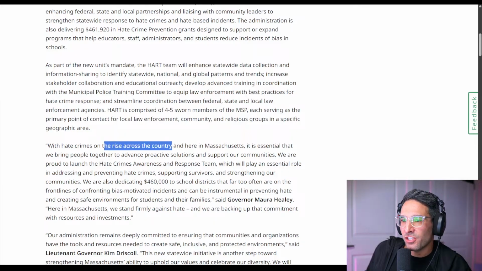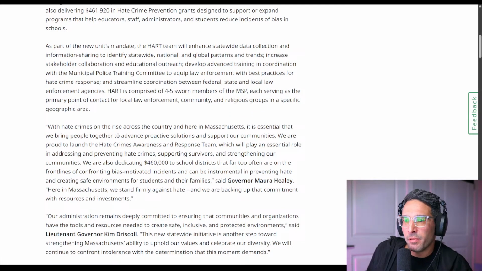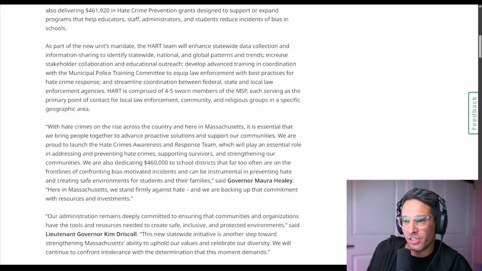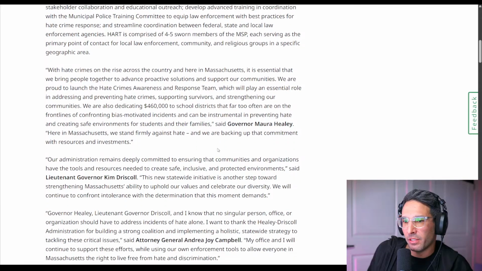With hate crimes on the rise across the country, here in Massachusetts it is essential that we bring people together to advance proactive solutions and support our communities. We are proud to launch the Hate Crimes Awareness and Response Team, which will play an essential role in addressing and preventing hate crimes, supporting survivors, and strengthening our communities. We're also dedicating $460,000 to school districts that far too often are on the front lines of confronting bias-motivated incidents and can be instrumental in preventing hate and creating safe environments for students and their families. Here in Massachusetts, we stand firmly against hate.